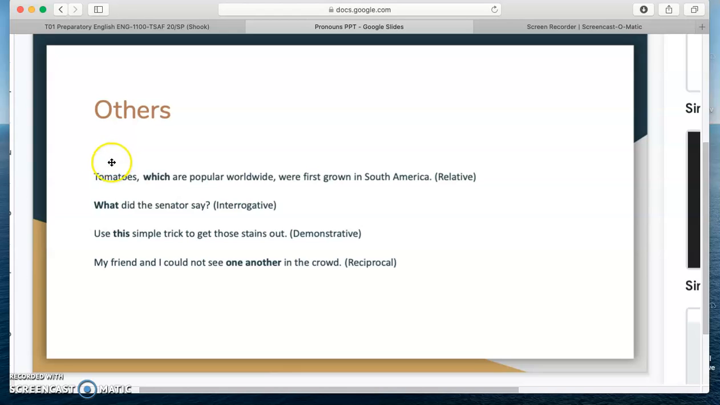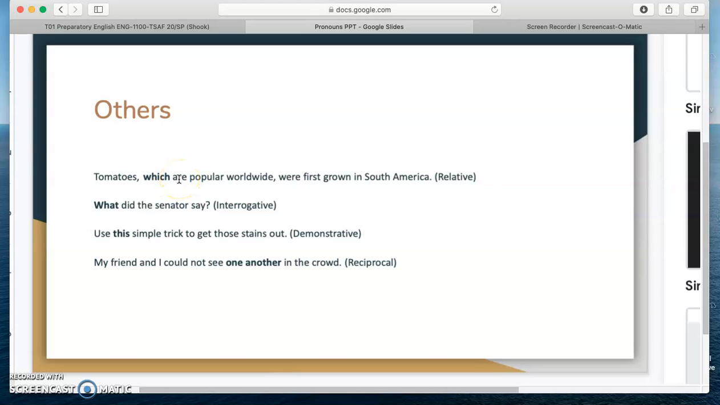For instance, tomatoes, which are popular worldwide, were first grown in South America. Again, these are relative pronouns. Which are popular worldwide, this is an adjective clause. Do you remember when we talked about adjective clauses, we said that they had to have a subject and a verb, and they describe the original noun? Well, which is a pronoun. It is a subject pronoun. Are is a linking verb, right?